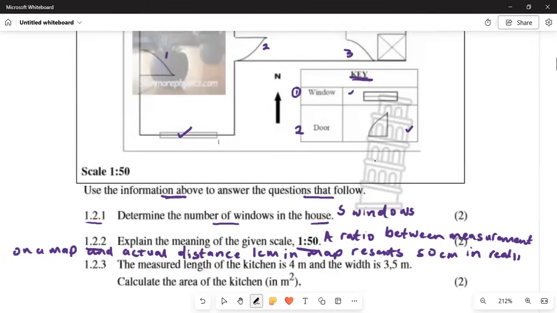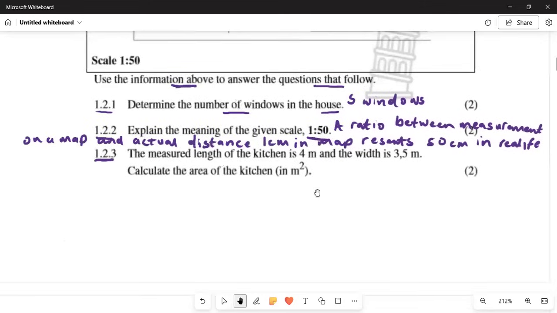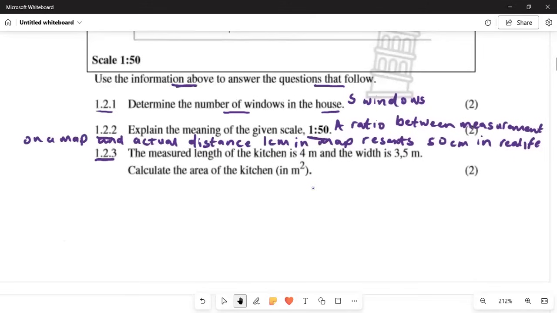All right. Then moving on, we have 1.2.3. In 1.2.3, they say the measured length of the kitchen is 4 meters and the width is 3.5 meters. Calculate the area of the kitchen in meters squared. So this is the correct units.